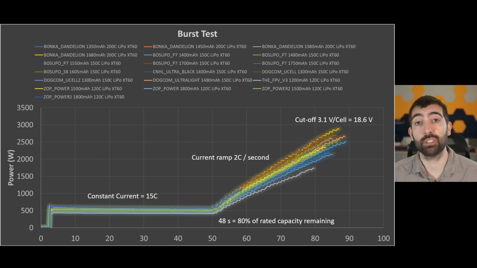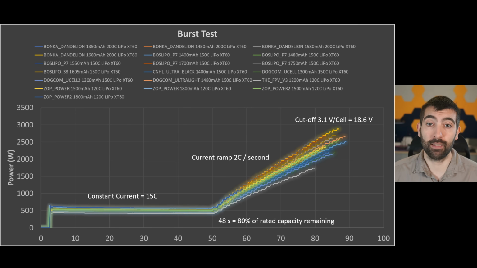And then we hit it with the burst, which is 2C per second. And we ramp the current. So for a 1000 milliamp hour pack, we're increasing the current at 2 amps per second. And we just keep going, increasing that current at a constant rate until we hit 3.1 volts per cell, or 18.6 volts on these 6S packs. And then we stop the test.